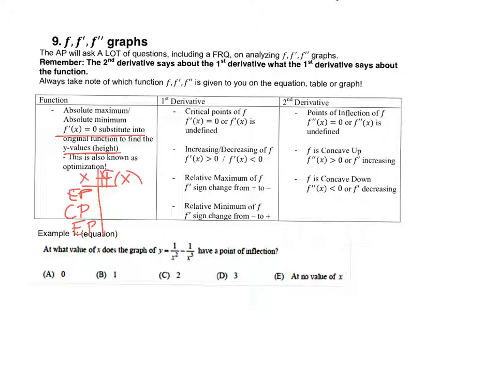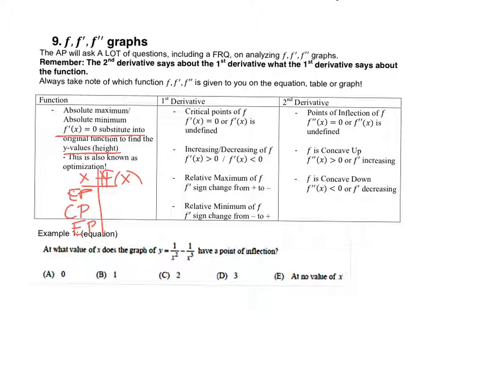Remember, the EVT, the extreme value theorem, guarantees that if the function is continuous, there will be a maximum and there will be a minimum. This is also known as optimization. So if you see that word, just remember that means you're trying to find the highest point or the lowest point. That's the absolute max and absolute min.